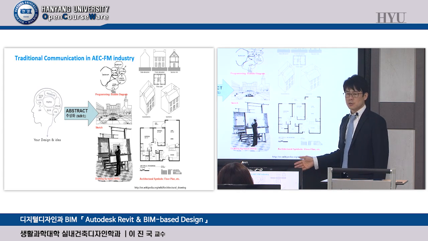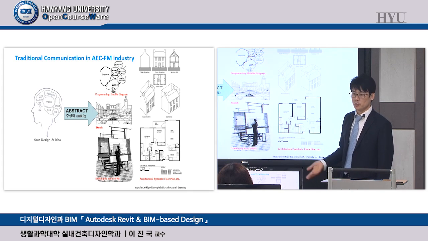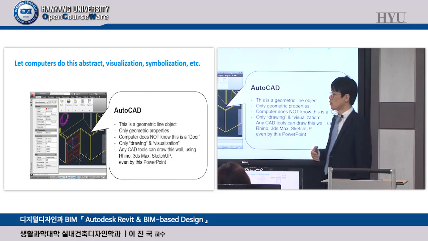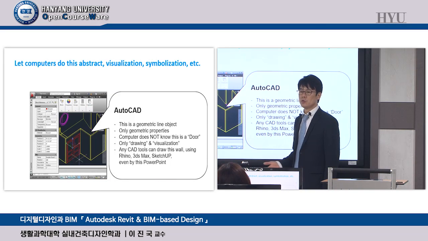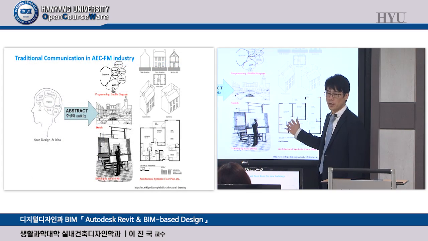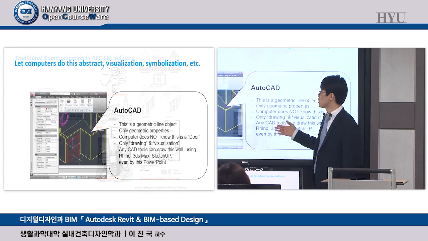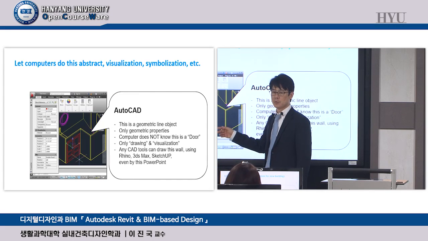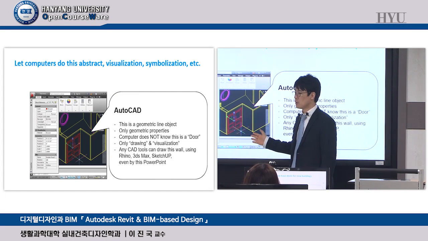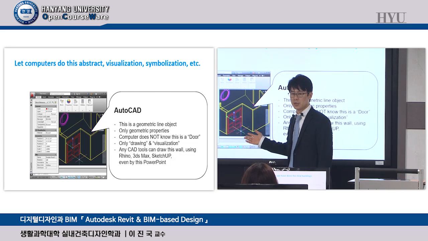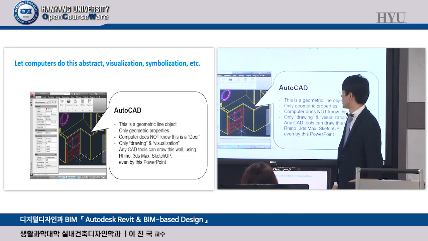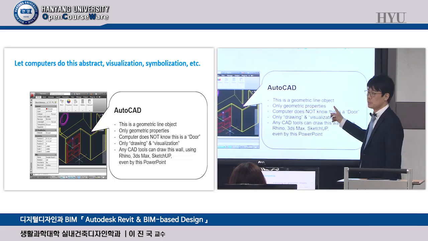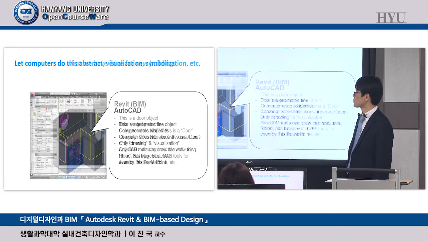So all this process was conventional before computers, but nowadays we use computers. At the beginning of computing, we used computers for what we have drawn, okay? For drawing. We use computers only for drawing. That is why AutoCAD, SketchUp, Rhino, 3D Max, they are all about design visualization and drawings, okay? This is a geometric line object, not a door object.